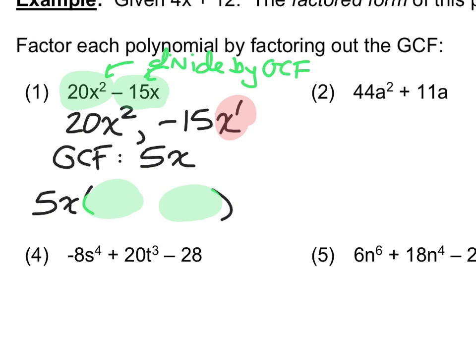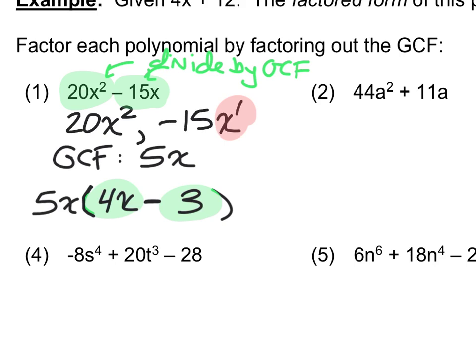I'm going to divide by the GCF. All right, so what's 20x squared divided by 5x? 4x. What's negative 15x divided by 5x? Negative 3. All right. So you could check by distributing, but I'm going to show you a different way. I'll show you a couple ways, actually. Actually, I'll show you one way. I'll try to keep it simple today.